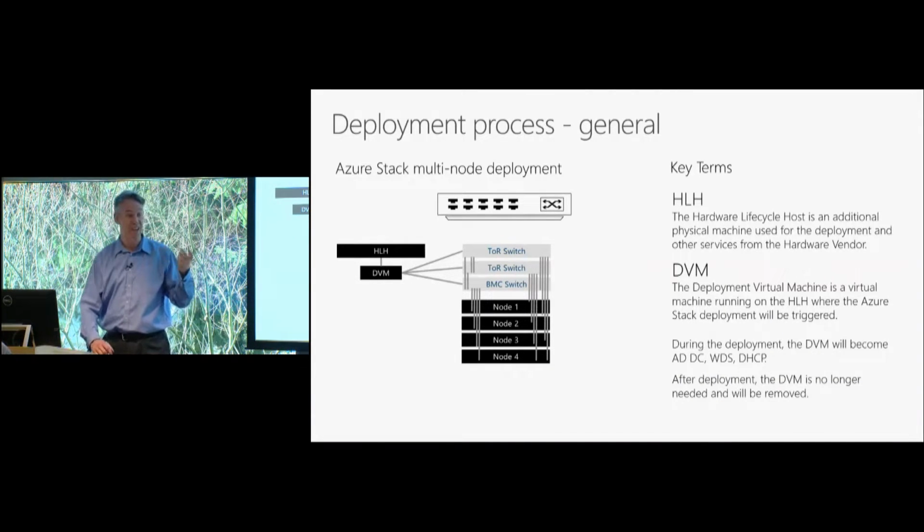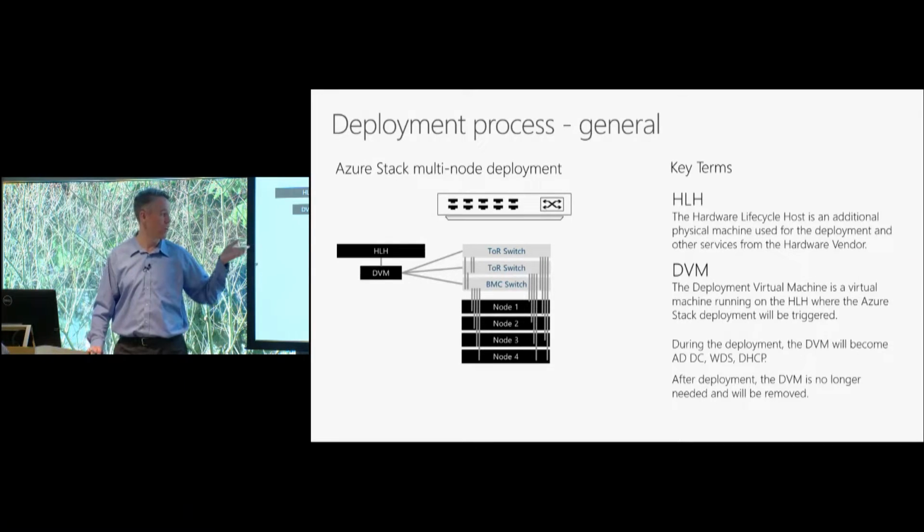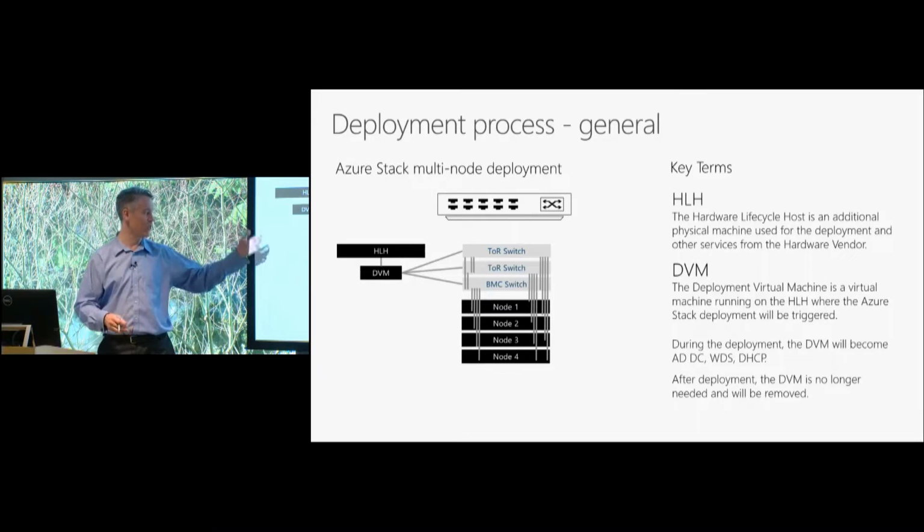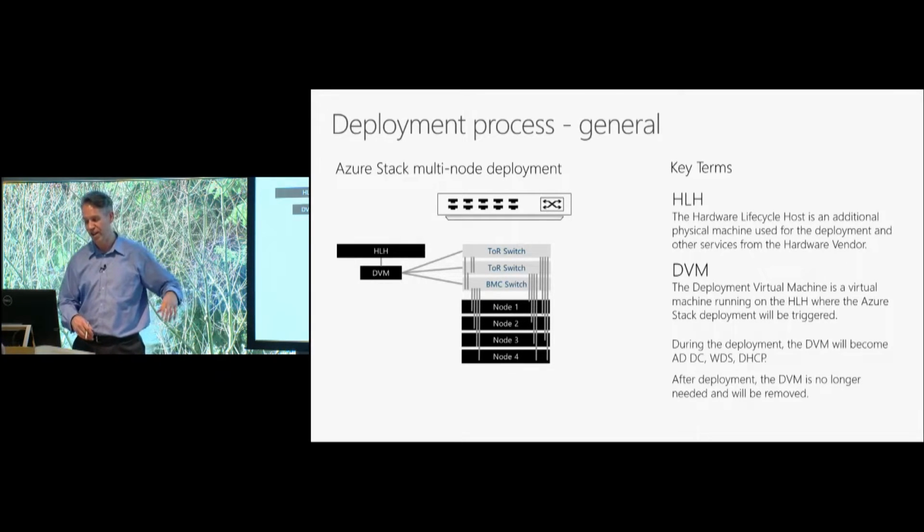There's also a particular virtual machine that's part of the fabric called the DVM. It's the deployment virtual machine, and it's the one that kicks off the Azure Stack deployment when you deploy from scratch. At the beginning of an Azure Stack instance, that DVM is running as a virtual machine on the hardware lifecycle host. So it's the one that kicks off the installation of the operating system on all the server nodes, et cetera. Really, you're going to bootstrap the installation of your Azure Stack from the hardware lifecycle host.